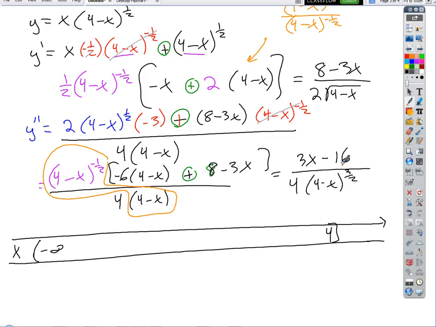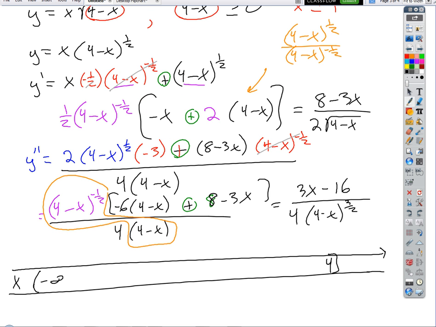Everybody with me? Okay. So now we can fill in our table, can't we? So let's look at our first derivative function. Okay, where are our critical numbers going to be? Okay, where the bottom is 0. Where does the bottom equal 0?